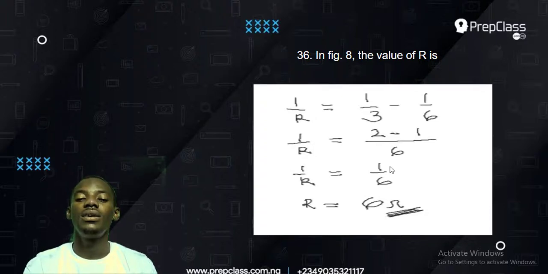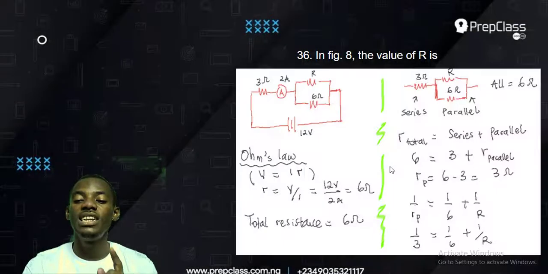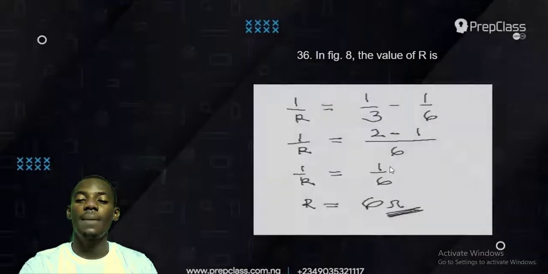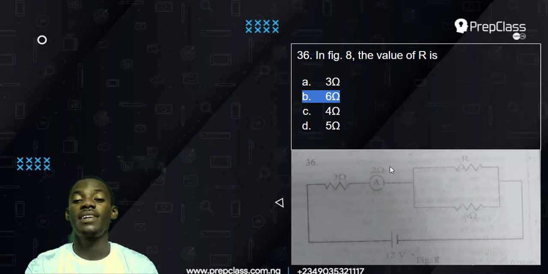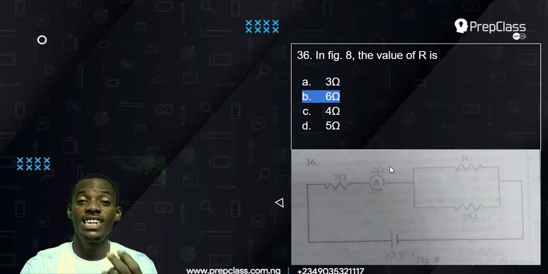So 1 over R equals 1 over 6, so R equals 6, and that is my answer. So the baby R, the little R I was looking for, is 6. You know, 1 over 6 plus 1 over 6 is even 1 over 3. So that's the way we go about solving that. And therefore the answer is 6 ohm. The little resistance I'm looking for is 6 ohm.